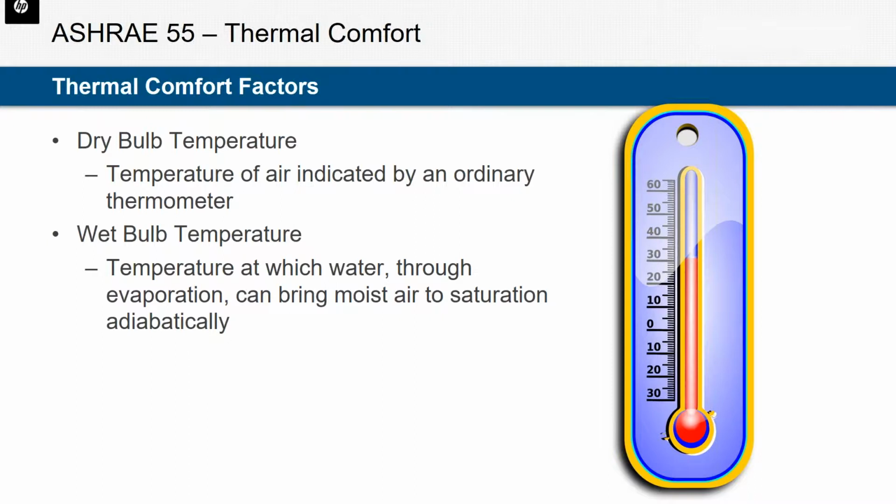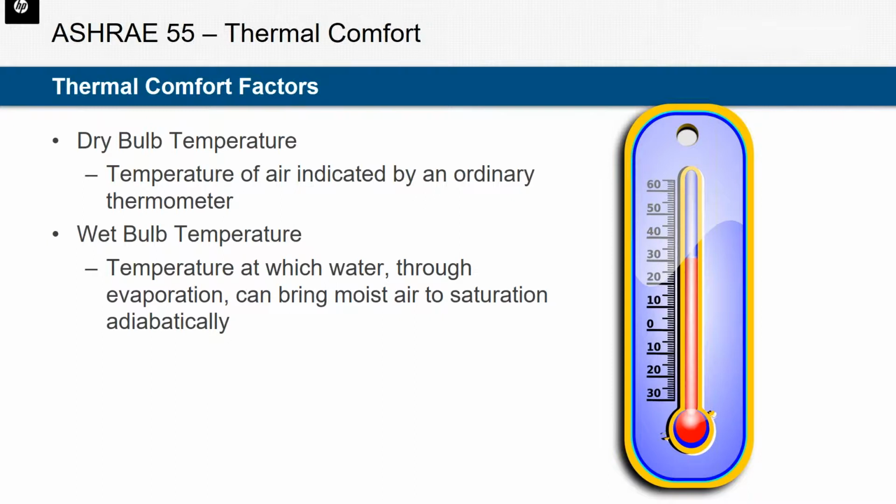Dry bulb temperature, this is our most common one. This is the temperature of the air indicated by any ordinary thermometer. If you want to go into the science of it, it's a direct measurement of the kinetic energy of the molecules of the air itself. And it's exactly how it's described. It's a thermometer, it's just a bulb that's dry, that's exposed to the airstream.